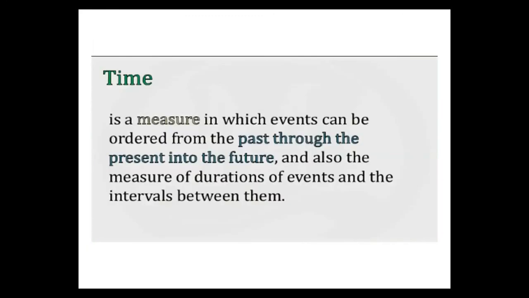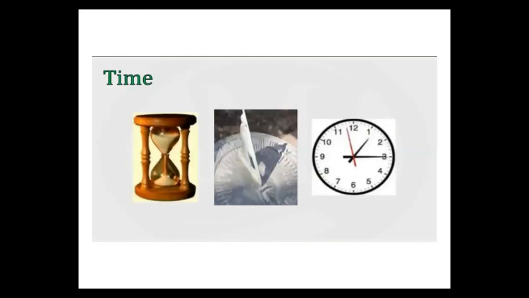Another measurement is called time. Time is divided into past, present, and future, and it is also defined with the help of duration. How do we see the time? Different types of clocks are used for finding the time.